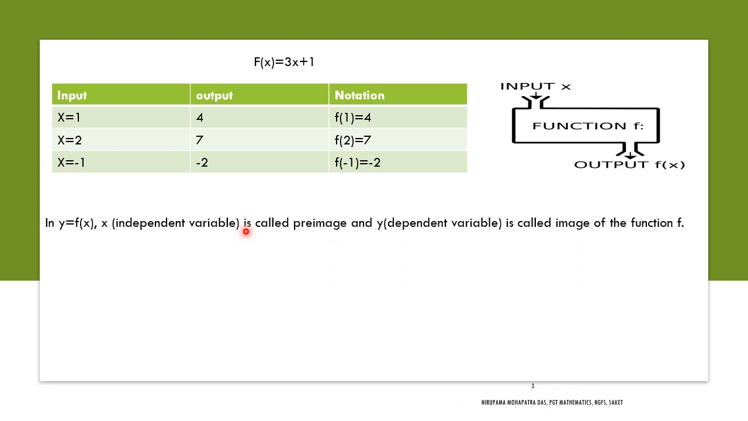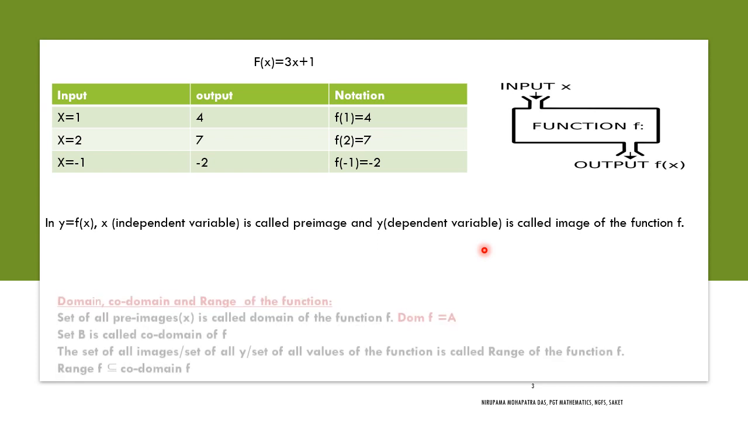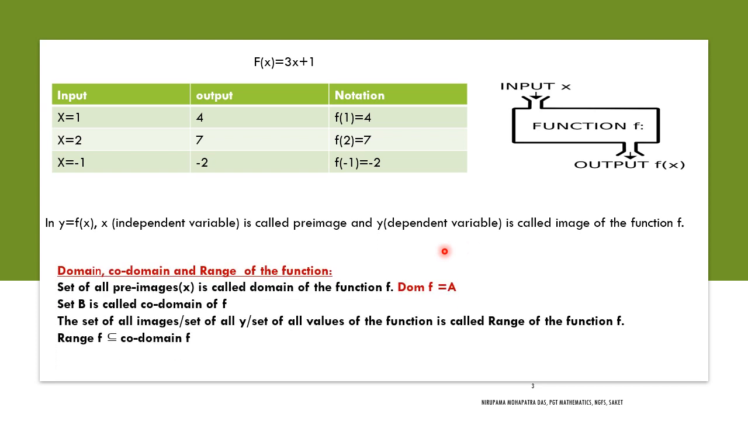Now in y = f(x), x, the independent variable, is called the pre-image, and y, that is f(x), a value of the function which is dependent on x, we call the dependent variable, and it is called the image of the function f. Now, domain, codomain and range of the function.